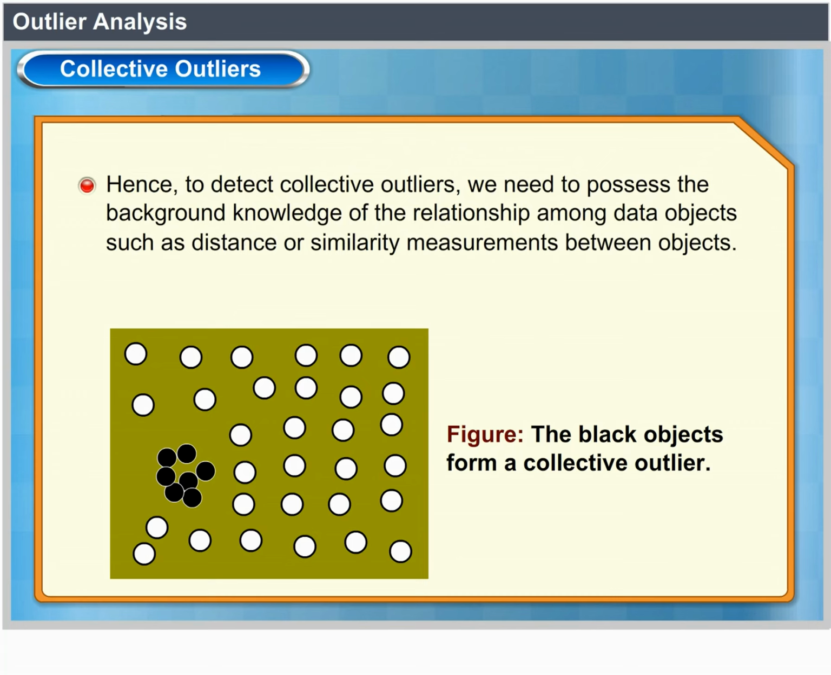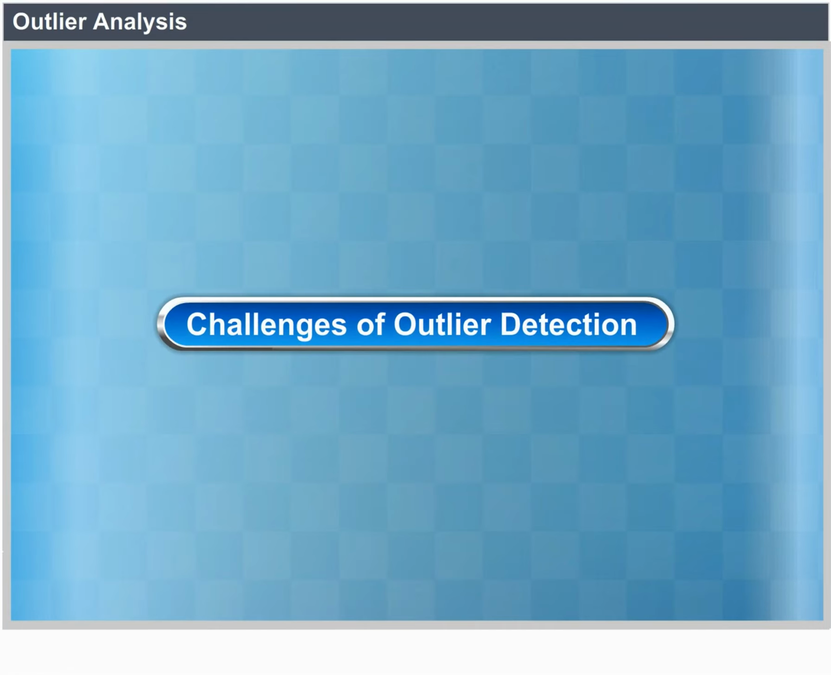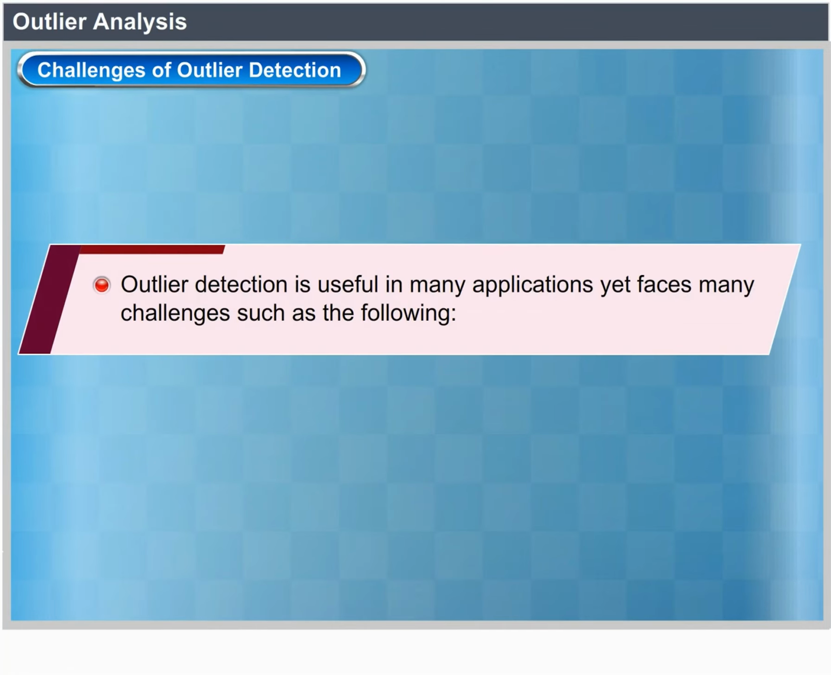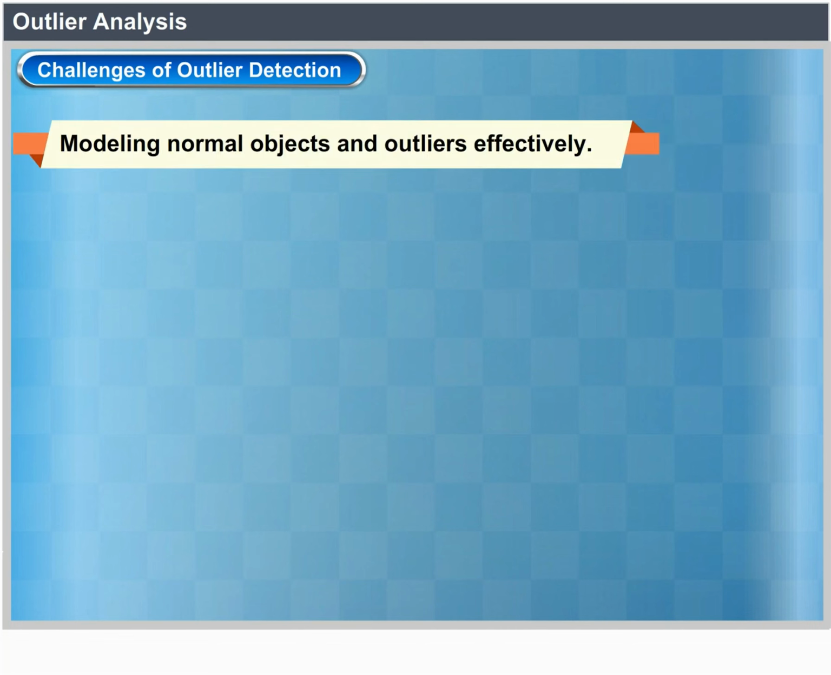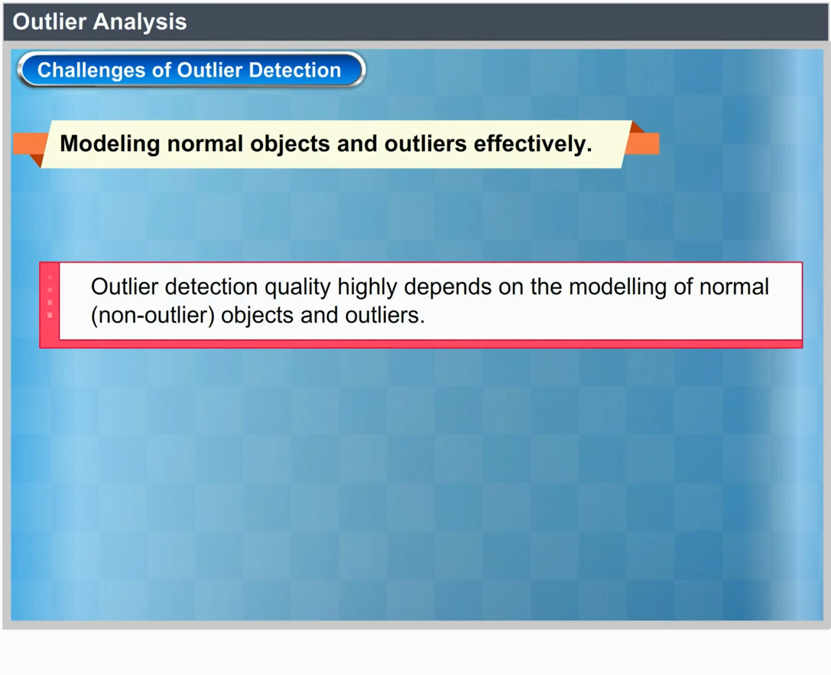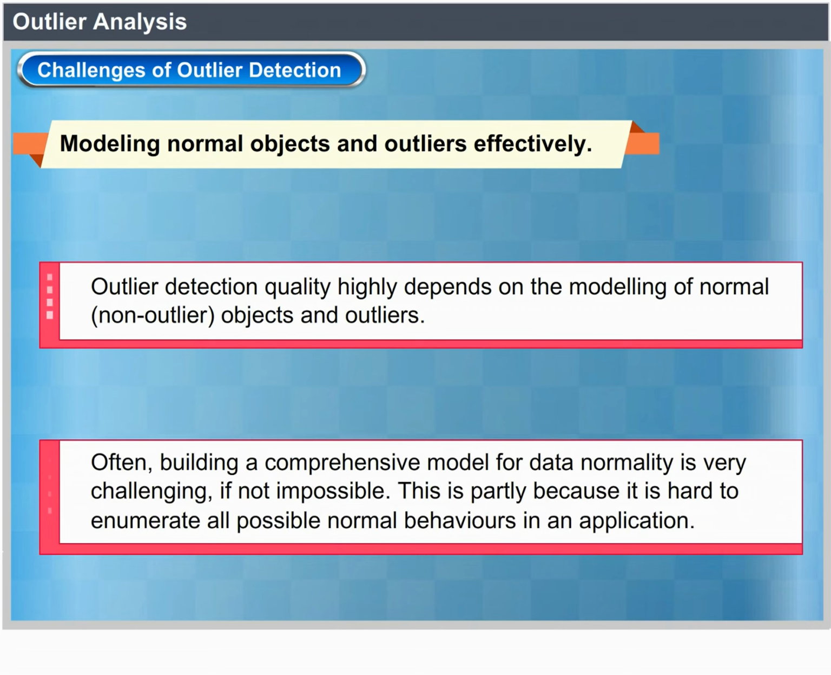Challenges of outlier detection. Outlier detection is useful in many applications, yet faces many challenges, such as the following. Modeling normal objects and outliers effectively. Outlier detection quality highly depends on the modeling of normal, non-outlier objects and outliers. Often, building a comprehensive model for data normality is very challenging, if not impossible.